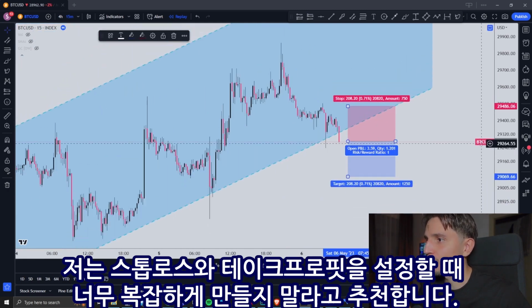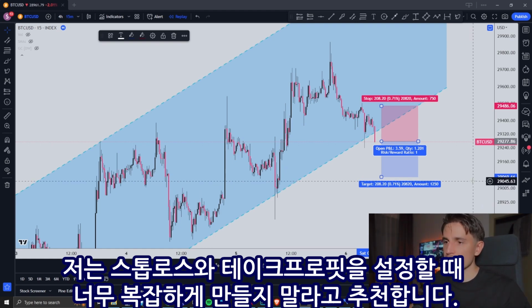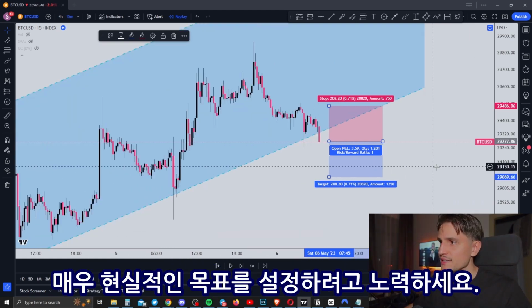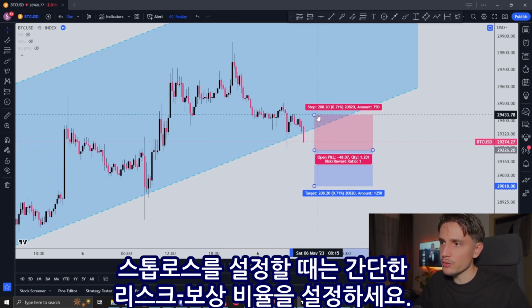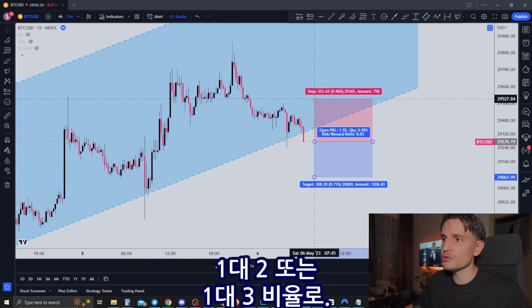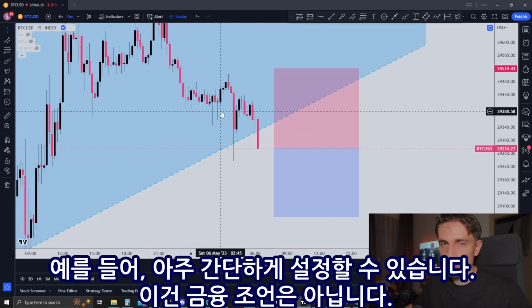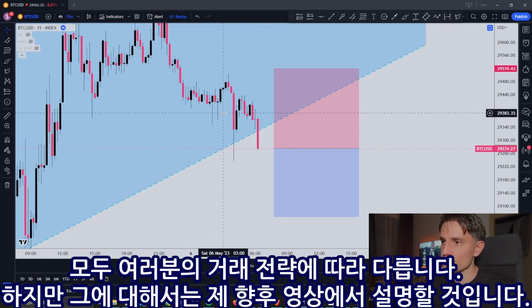I would recommend for stop losses and take profits, don't make it overcomplicated. Try to set very realistic targets, right? So when it comes to stop losses, go for a very simple risk reward ratio of approximately 1 to 2, 1 to 3, for example. You can set very simple, for example, not financial advice. It all depends on your trading strategy, but I will explain all of that in my future video.